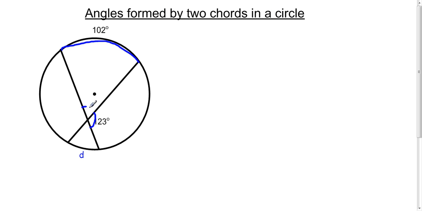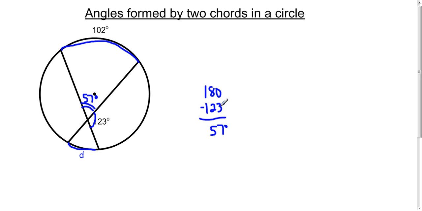Okay, so I'm going to start with this angle right here. I know that this is 123, and these two angles make a nice straight line, so I know these are supplementary. I'm going to do 180 minus 123. So this would be 57 degrees. Well, in my previous example, I said that 102 plus this arc divided by 2 would have to equal 57. So I kind of know my answer. I've got to figure out what this is.